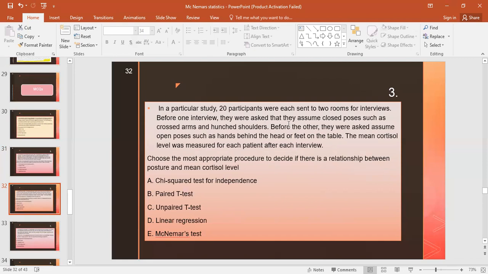Before one interview, they were asked to assume closed poses, such as crossed arms and hunched shoulders. Before the other, they were asked to assume open poses, such as hands behind the head or feet on the table. The mean cortisol level was measured for each participant after each interview. Choose the most appropriate procedure to decide if there is a relationship between posture and mean cortisol level. Chi-square test for independence, paired t-test, unpaired t-test, linear regression, or a McNemar test.